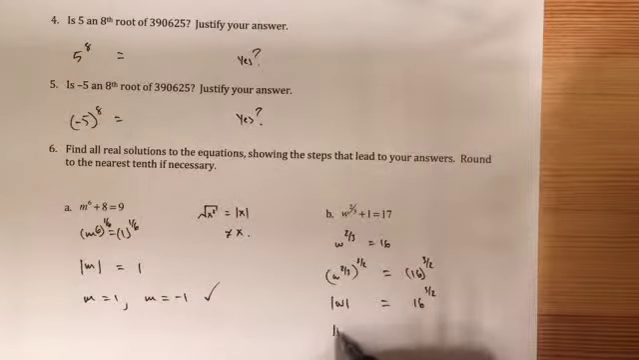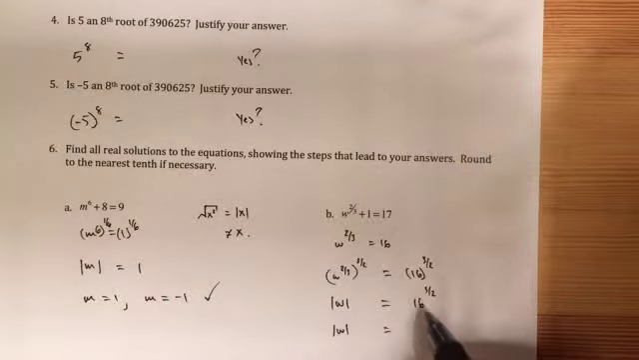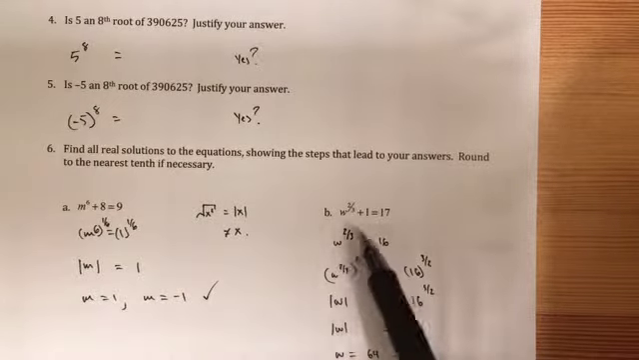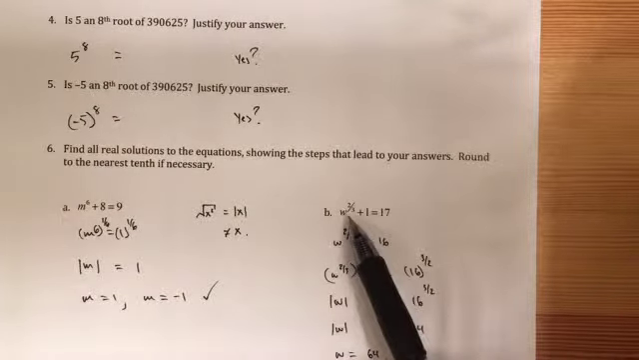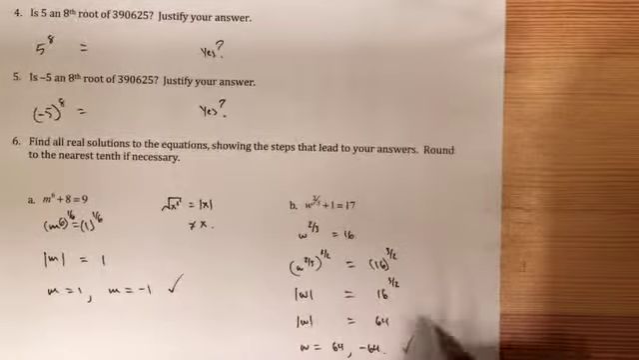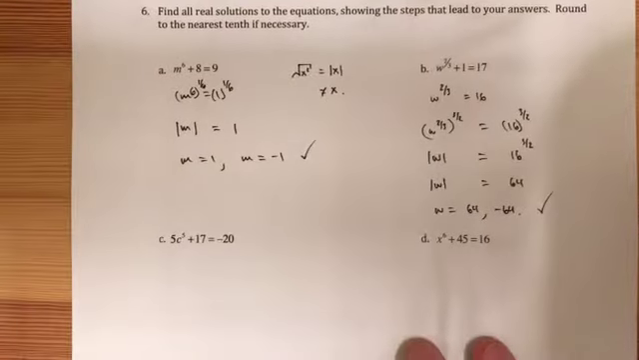So that means that the absolute value of w should be the square root of 16 cubed, or 4 cubed, which is 64. So w could be either 64 or negative 64. And that's what we saw before. The cubed root of negative 64 is negative 4. But then when you square it, you get positive 16. 16 plus 1 is 17. So either of these would work.